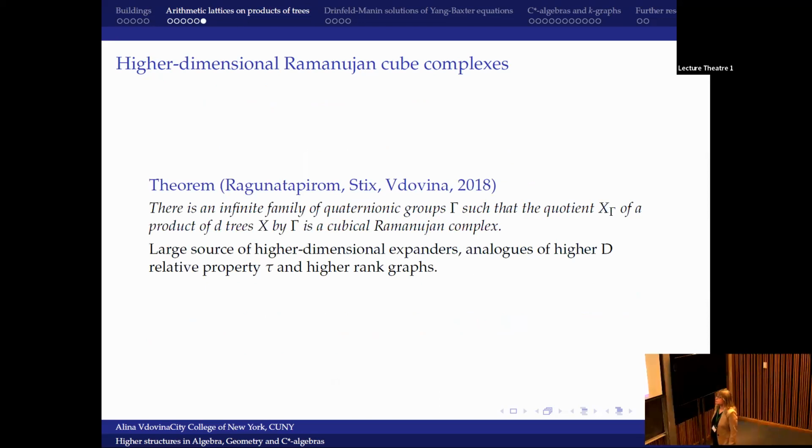And what is good is that those quaternionic groups which we constructed with Roman Sticks give us, actually not all of them, you have to work a little bit and keep track of what's happening, but many quotients of products of trees by our groups give those higher dimensional expanders, and also a good source of higher rank graphs. Okay, any questions?